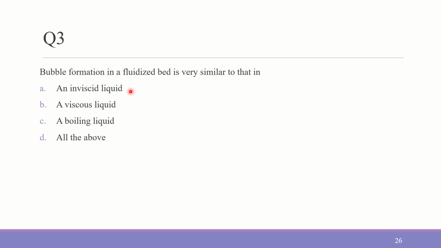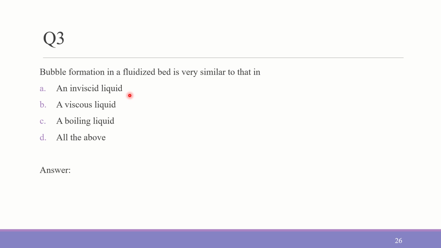So all these things you have seen in the last class itself. So I am going a little bit fast. If at any point of time you want me to stop or reduce my speed, please let me know. Since we know these concepts already, I am going a little fast. That's it. Bubble formation in a fluidized bed is very similar to that in an inviscid liquid, so the answer to this question is option A.